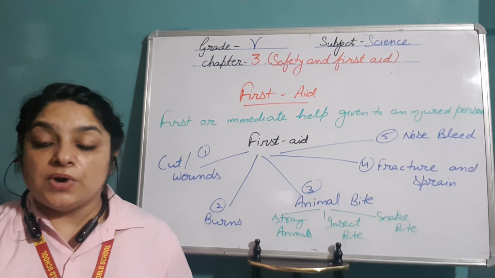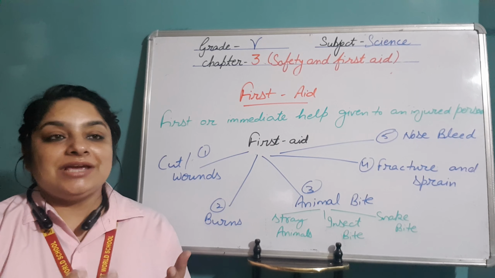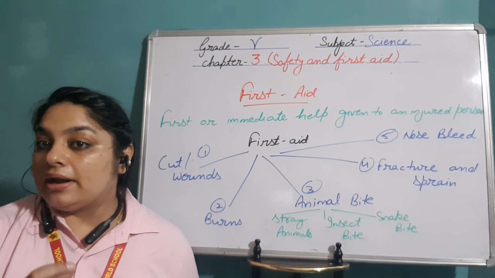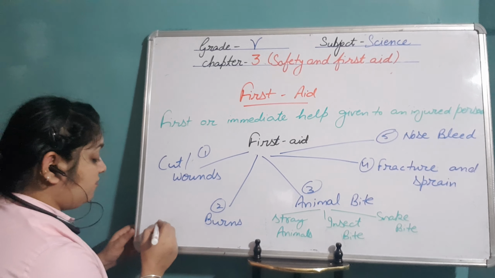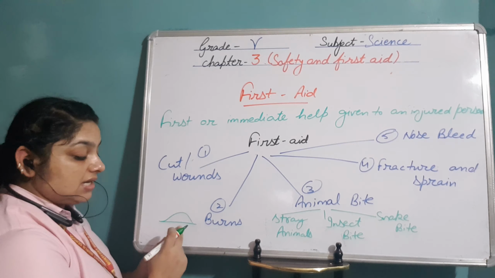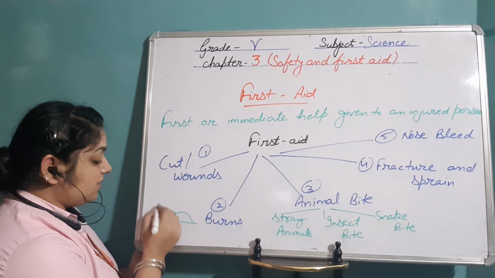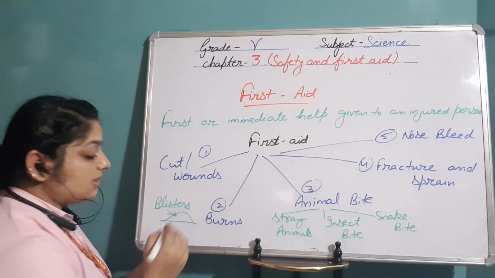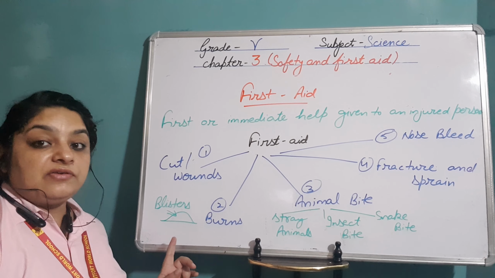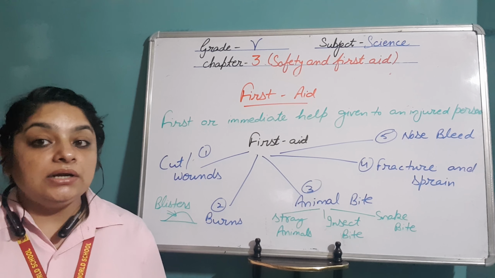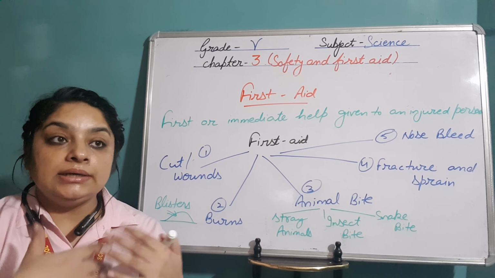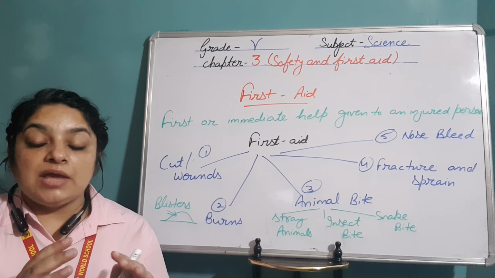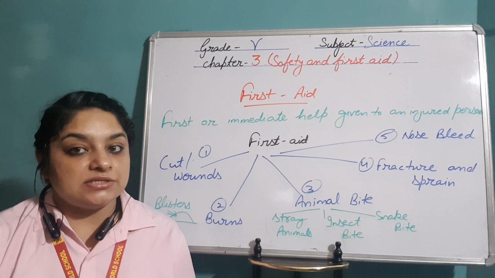Second thing is burns. What are burns? When by mistake we touch any hot object, our skin sometimes becomes red. Sometimes there is even a kind of blister. What is a blister? In the skin, the bubble-like thing, right? That is known as a blister. So what should we do in this case? Never ever prick the blister. Keep the burnt area under cold running water, or you can even use ice over the burnt area, till the time one gets relief from the burning sensation.